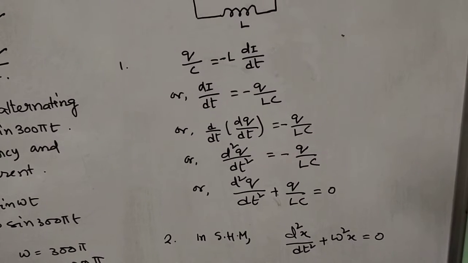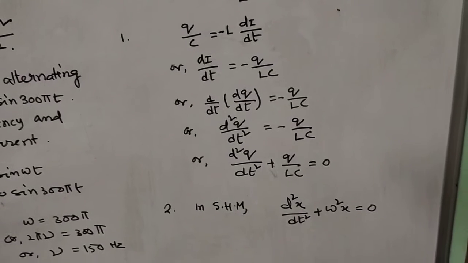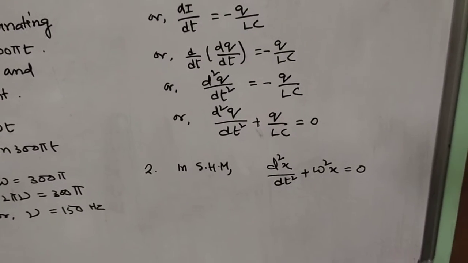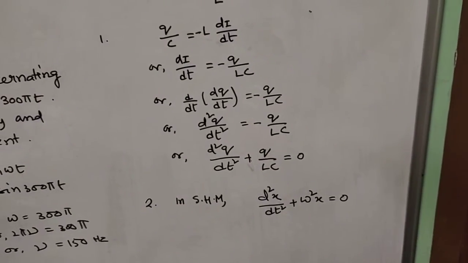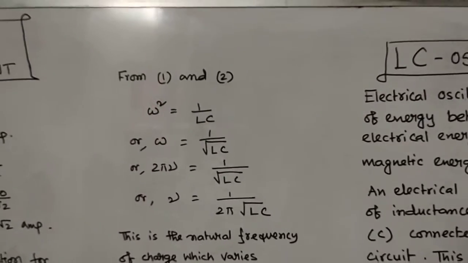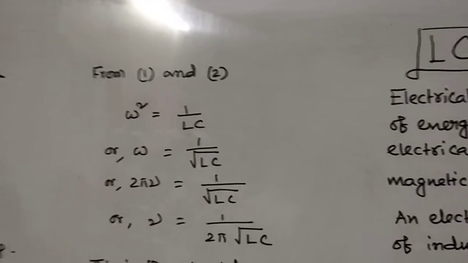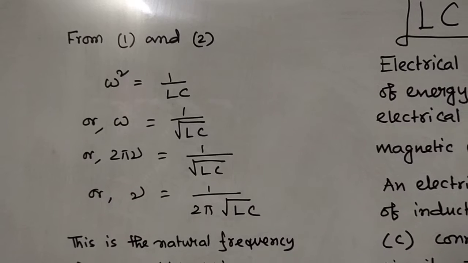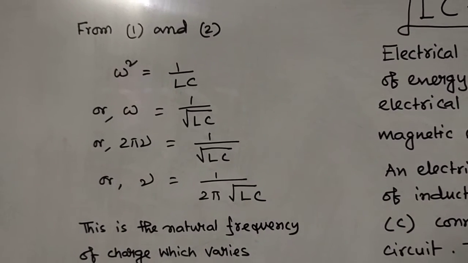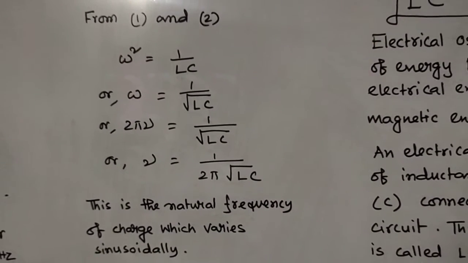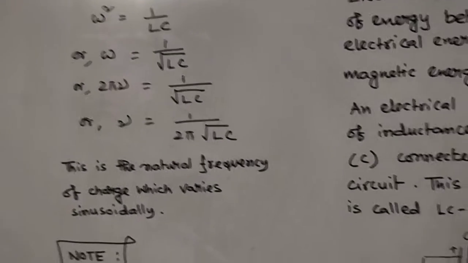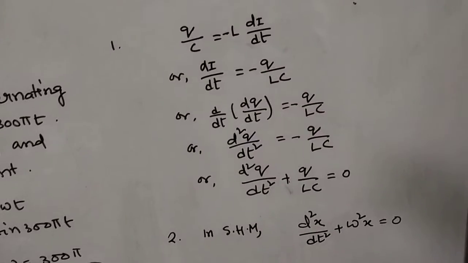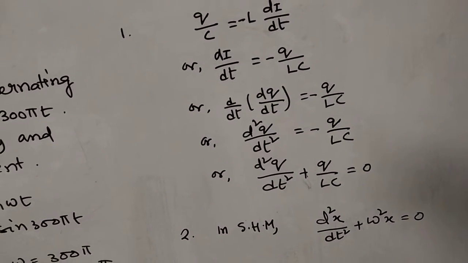So it is an equation of Q, and this equation has similarity with simple harmonic motion, d square x by dt square plus omega square x. If you compare, then omega square is nothing but 1 by LC. So omega equal to 1 by root LC, and omega is 2 pi nu, so nu equal to 1 by 2 pi root over LC. And this is the natural frequency of charge, which varies sinusoidally.